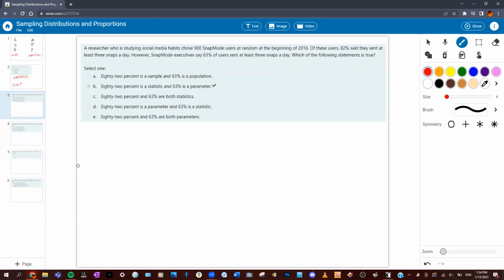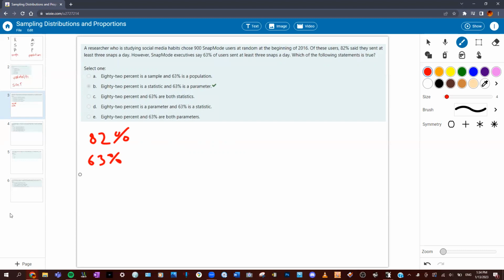Users at random at the beginning of 2016. Of these users, 82% said that they sent at least 3 snaps a day. So 82% said that. However, Snapchat executives say that only 63% of users actually did. Which statement is true?